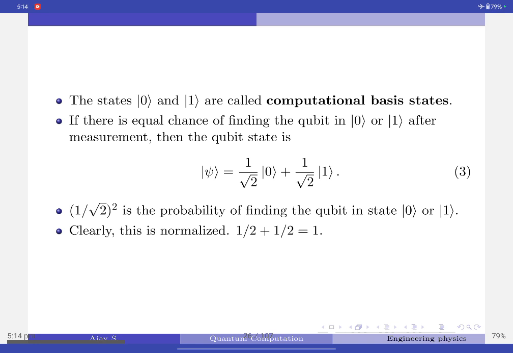If there is equal chance of finding the qubit in either ket 0 or ket 1 after the measurement, then A and B take values 1 by root 2. 1 by root 2 squared is the probability of finding the qubit in the state 0 or 1. Clearly, it is normalized: 1 by 2 plus 1 by 2 is 1.